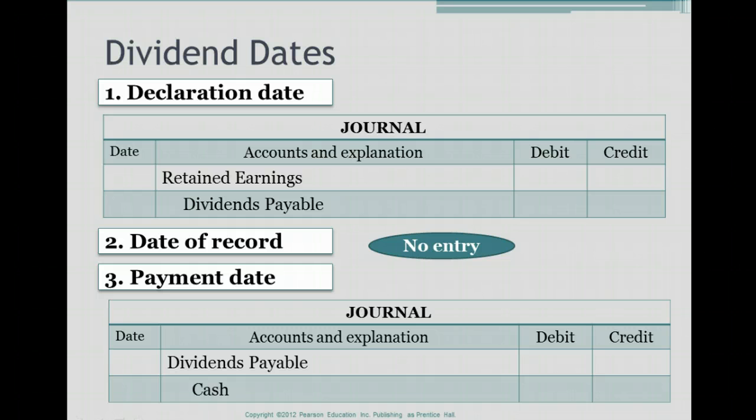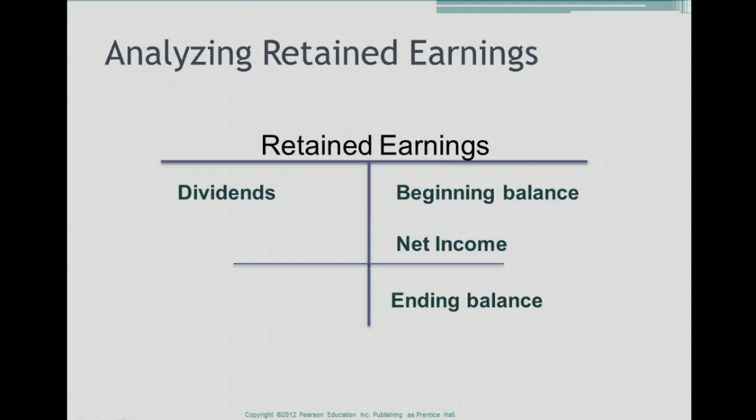So, to recap, on the declaration date, we have a liability created. We've got a debit retained earnings, credit dividends payable. On the date of record, there is no journal entry. On the date of payment, we have to debit dividends payable, credit cash.